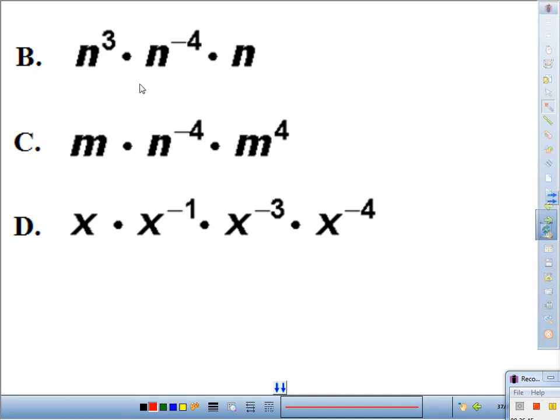What is it that we do? We add. Okay, close. But what did we say at the beginning? If we saw a variable or number without an exponent, we wrote a 1. There you go.